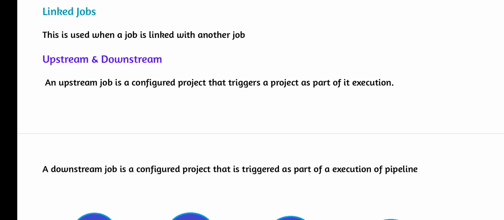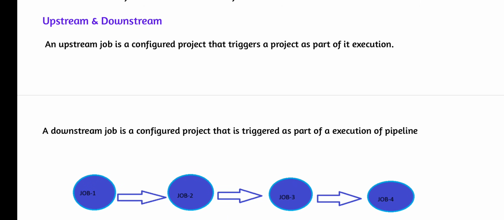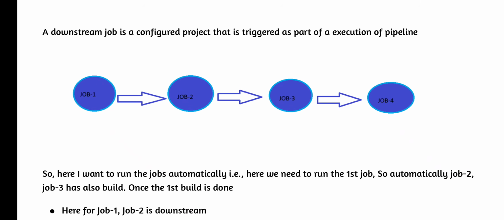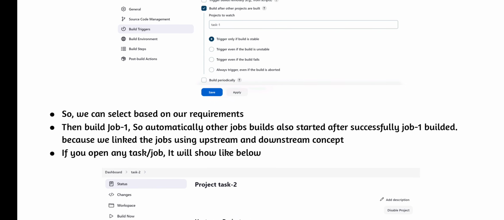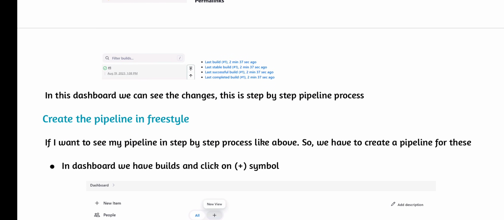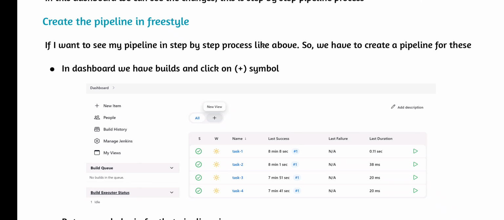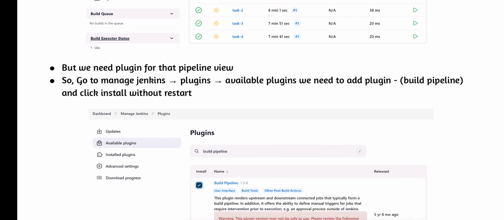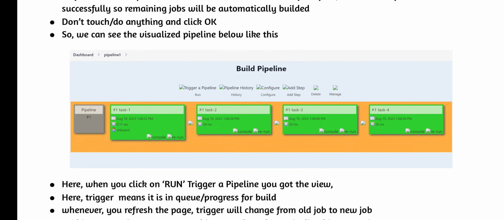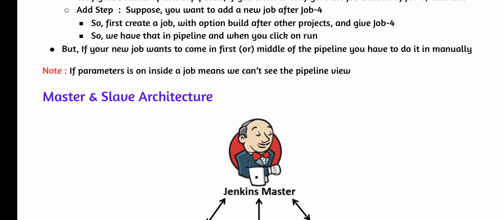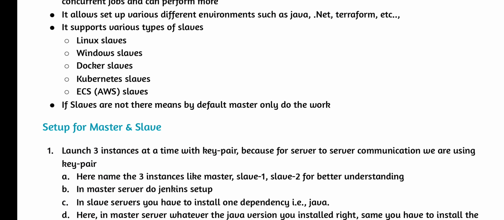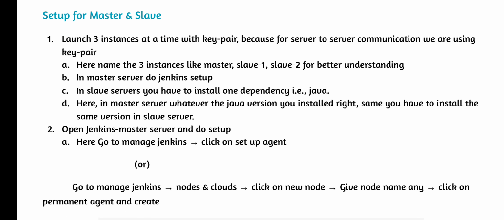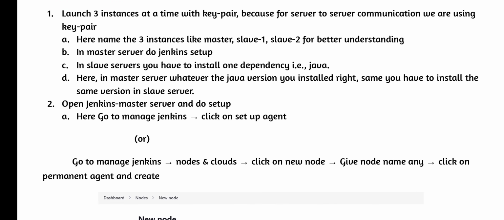And we have talked about linked jobs, then the upstream and downstream jobs. We have talked about the creation of a pipeline in freestyle. Then in the next section, we have talked about the master and slave architecture, and how to set up the master and slave.